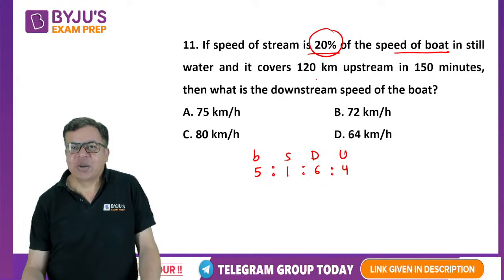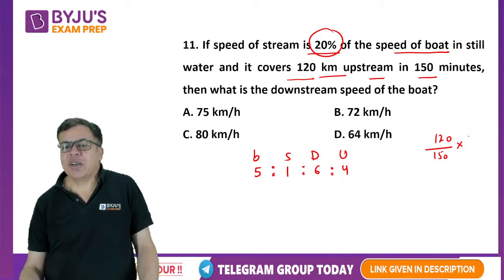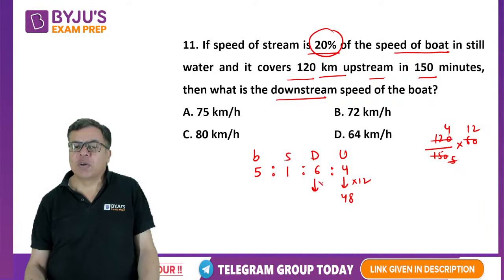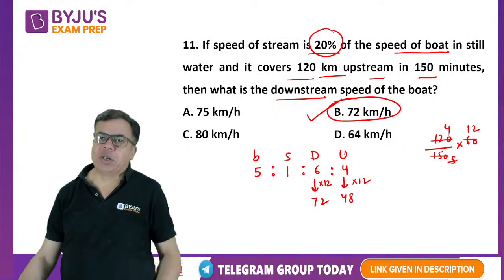And it covers 120 kilometers upstream in 150 minutes. So the speed is given. See, 120 kilometers in 150 minutes. So I will convert it to hours. So it is 30 into 5, 30 into 4, right? 5 into 12, so 48. So upstream speed is 48 for 12 times, right? So what is the downstream speed? 6 into 12, so it will be 72, right? So 72 kilometer per hour should be the speed of the boat in downstream.